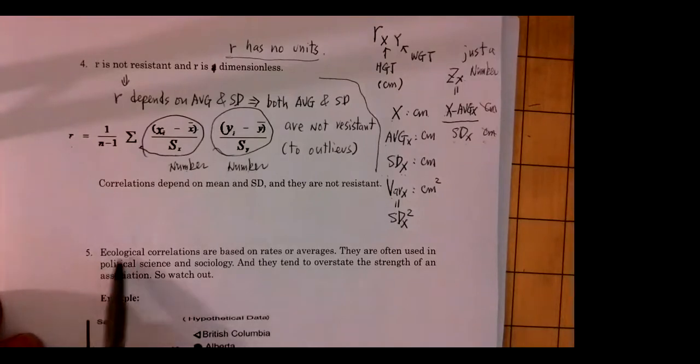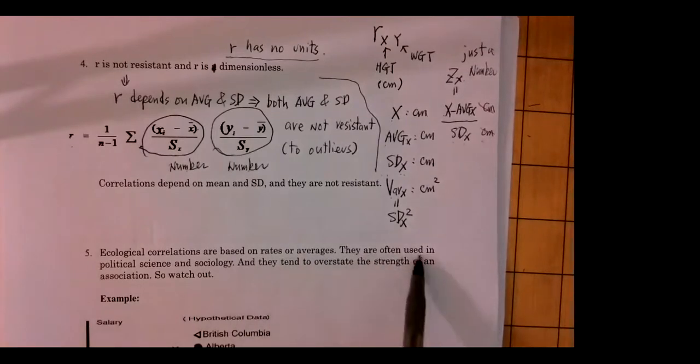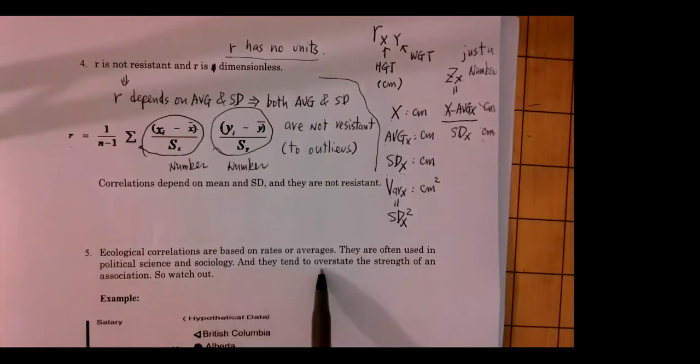Property 5, ecological correlations are based on rates or averages. They are often used in political science and sociology, and they tend to overstate the strength of an association. So watch out, okay?